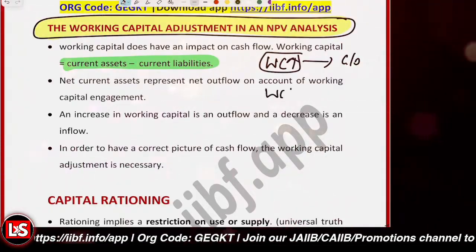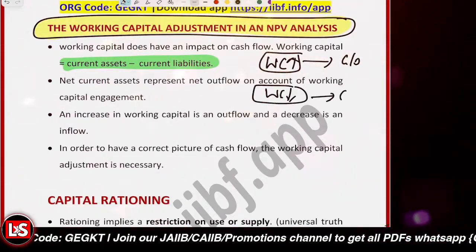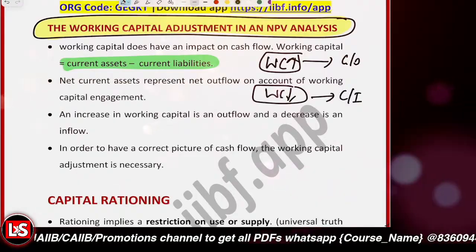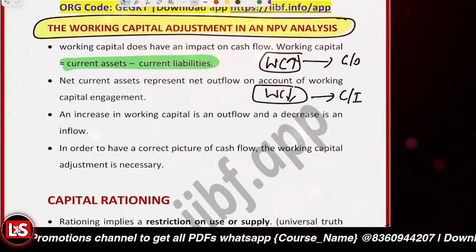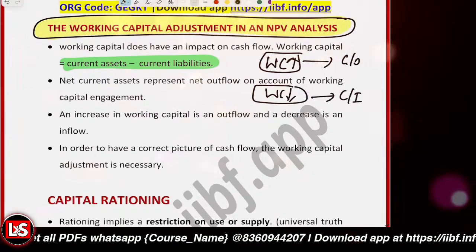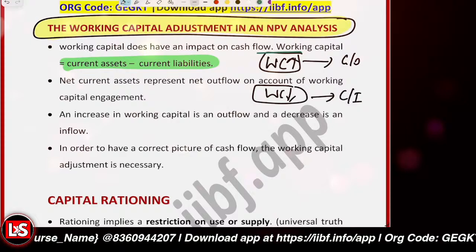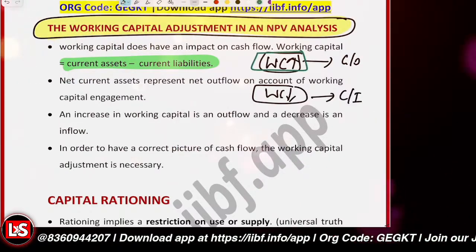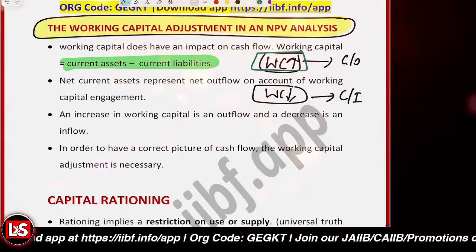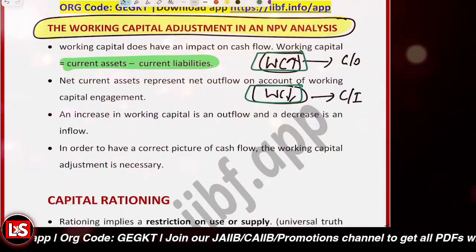And if the working capital is decreased, there will be an impact on the cash inflows. Right? The reason is that more money will be getting blocked in the current assets. If you have more current assets, only then will the working capital increase. Then definitely it will impact your cash outflows. And if working capital is decreased, there will be an impact on the cash inflows.